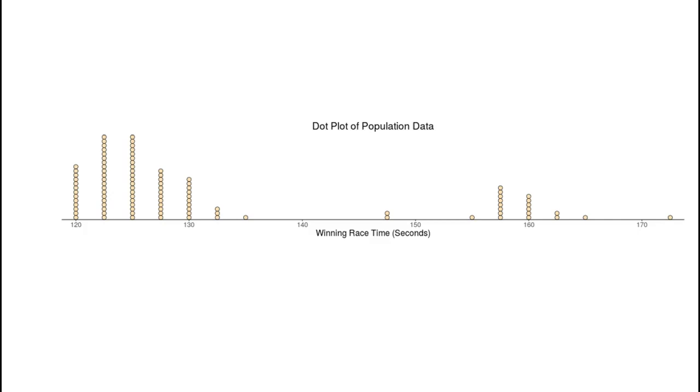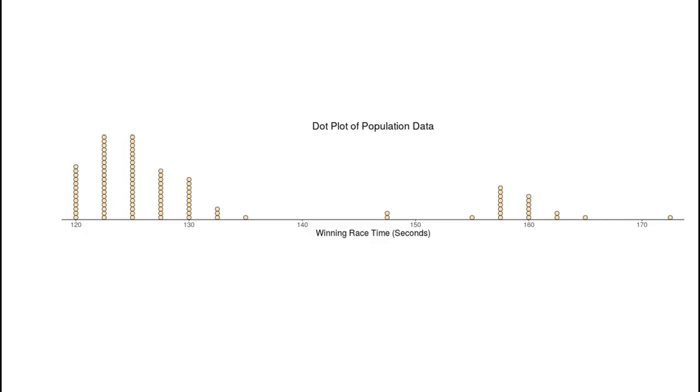So notice here we have a dot plot of every single winning race time in seconds. And again, this includes every single element of the population. Notice from the population, our population mean mu is equal to 129.28 seconds, and the standard deviation here is 12.71 seconds. Also, notice that the distribution of the population data is right skewed.